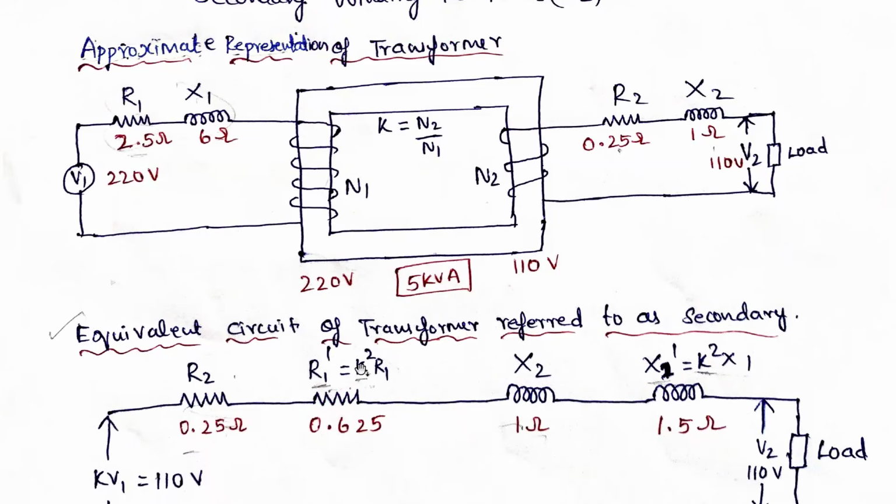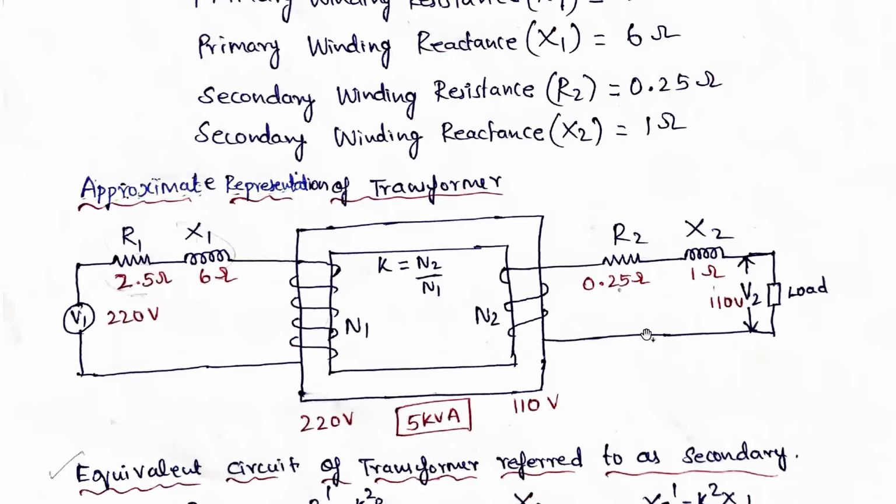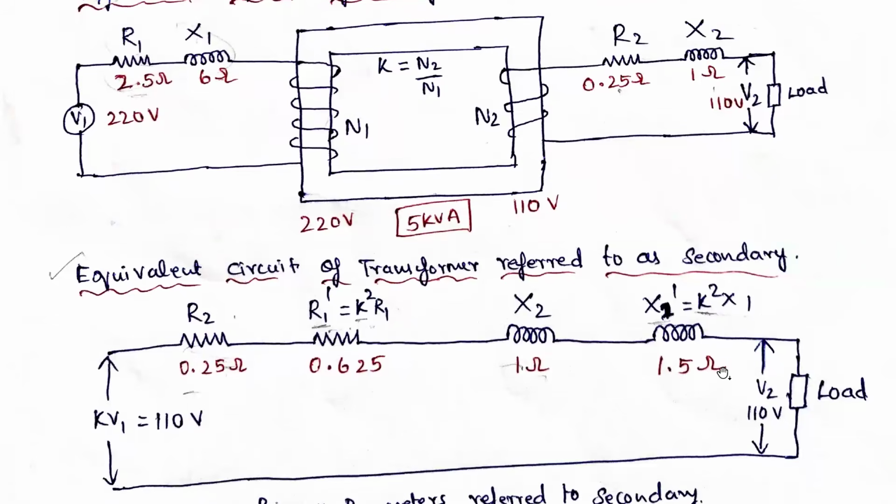So if you multiply, you'll get R1 dash as 0.625. Similarly, X2 is there, 1 ohm is there. So now we are converting this X1 to this side. So X1 to this side means X1 dash. X1 dash is equal to K squared into X1. So K squared is what? 0.5. So K is 0.5. So 0.5 squared into X1. X1 is what? 6 ohms. So if you're converting, it will become 1.5 ohms.